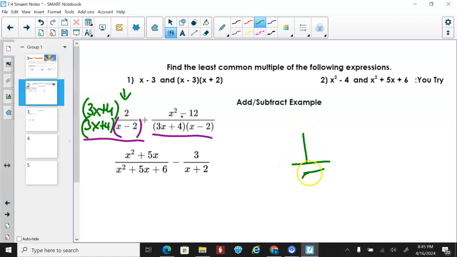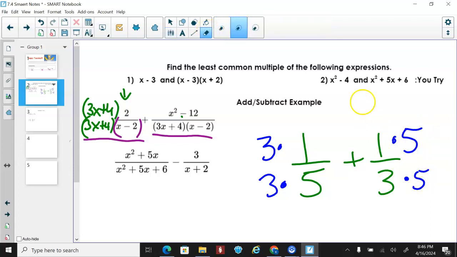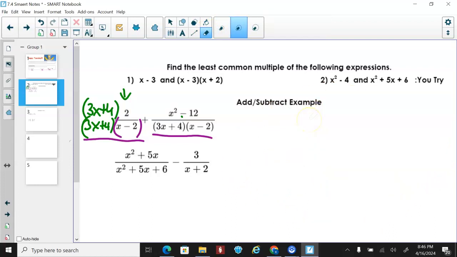Just like if you have 1/5 plus 1/3. The common denominator here would be 15. So to make them 15, I multiply this one by 3, which means I multiply the top by 3. If I want this to be 15, I multiply this by 5 and the top by 5. So again, the same principle: whatever you do to the bottom, you have to do to the top. And the bottoms have to be the same for you to be able to add or subtract the fractions.